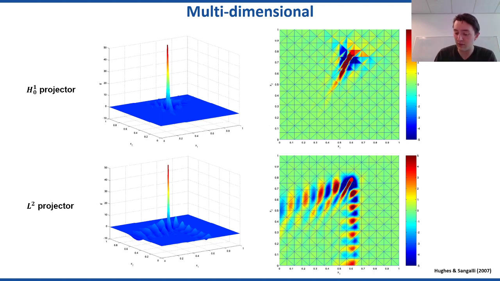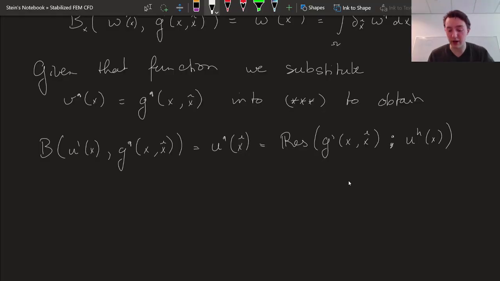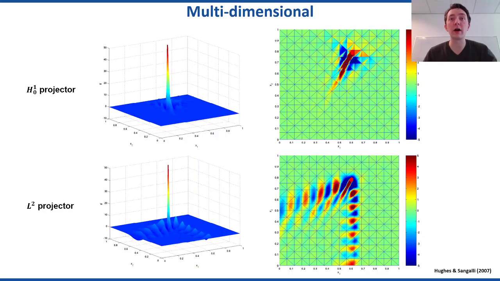That is, given my solution for the fine scales at this point, how is that affected by all its surroundings, and very explicitly, how is that affected by the surrounding coarse scale residual? Well, it's either relatively localized in the H1 projector or very widespread in the L2 projector. So this is saying that even 20 elements away from our fine scales, we still have influences from the coarse scale residual, whereas for the H1 projector, it's relatively localized.